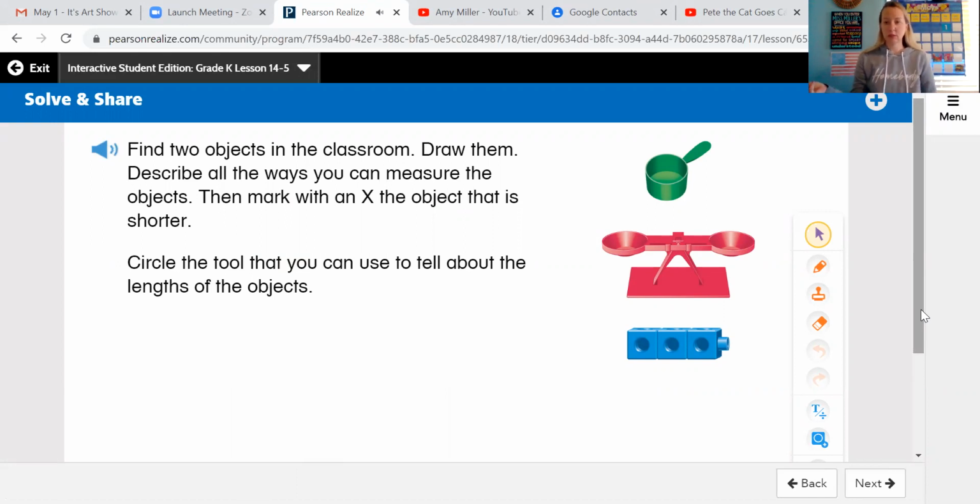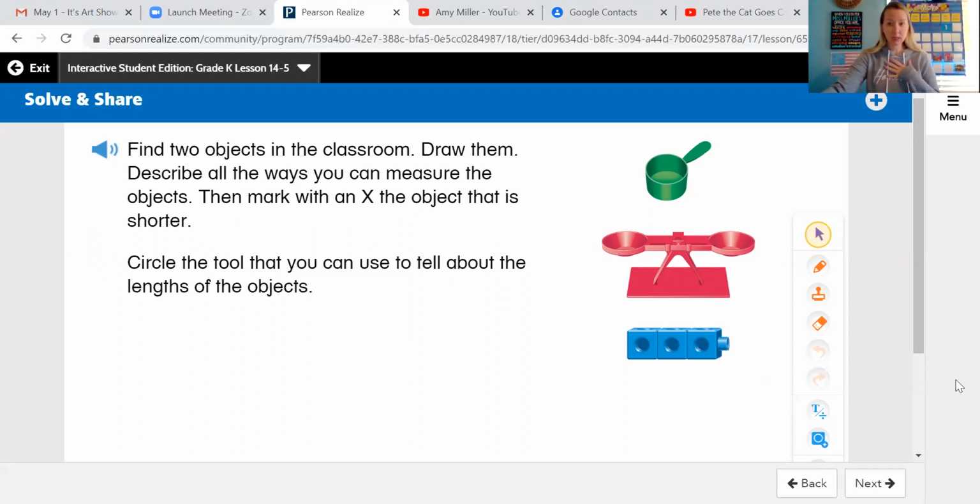All right, so this one wants us to find two objects in our classroom, but we are not in our classroom. So you have two choices. You can either think about what you would find in a classroom and draw two objects, or you can find two things in your home and draw those two objects.